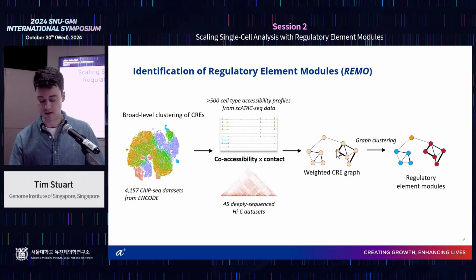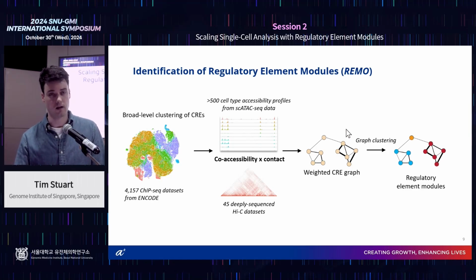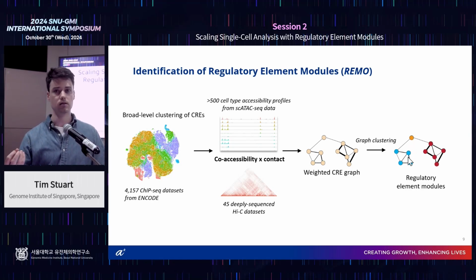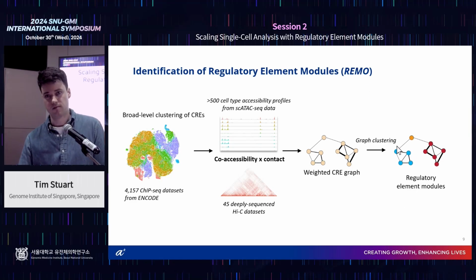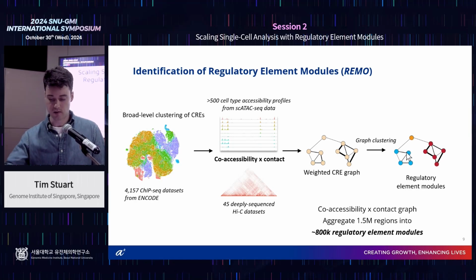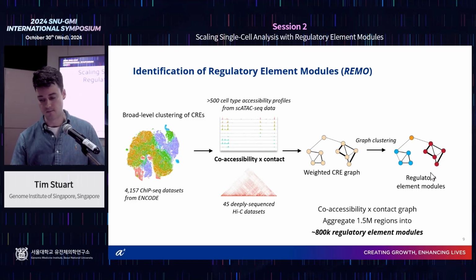So we have this weighted graph. Then all we need to do is do some graph-based clustering or community detection algorithms, and then we have these clusters of highly connected nodes, which are basically highly similar cis-regulatory elements. And so we have these regulatory element modules, and we named these REMO for the regulatory element modules. So using this approach, we collapse our total number roughly in half.